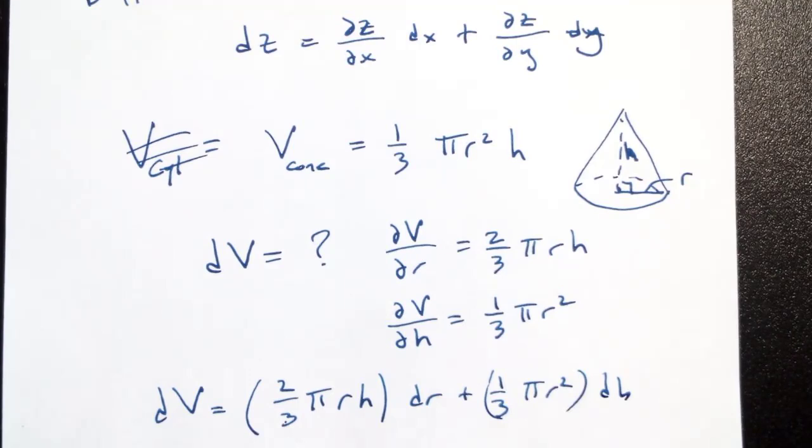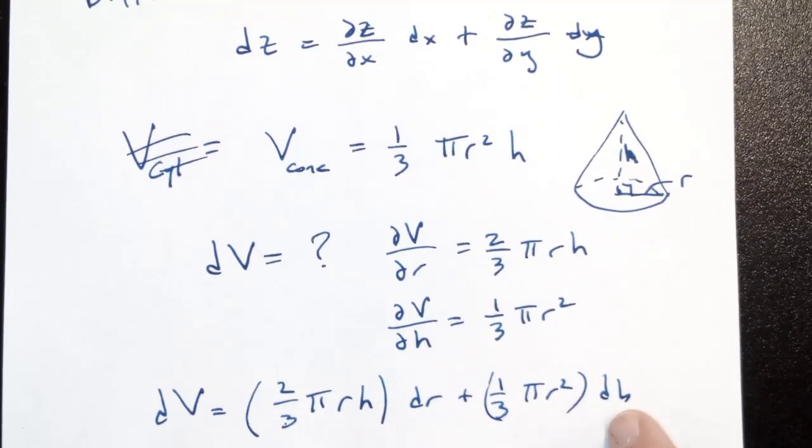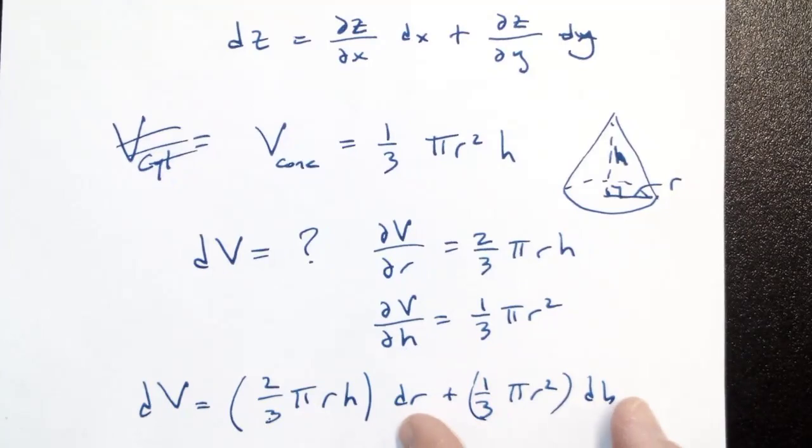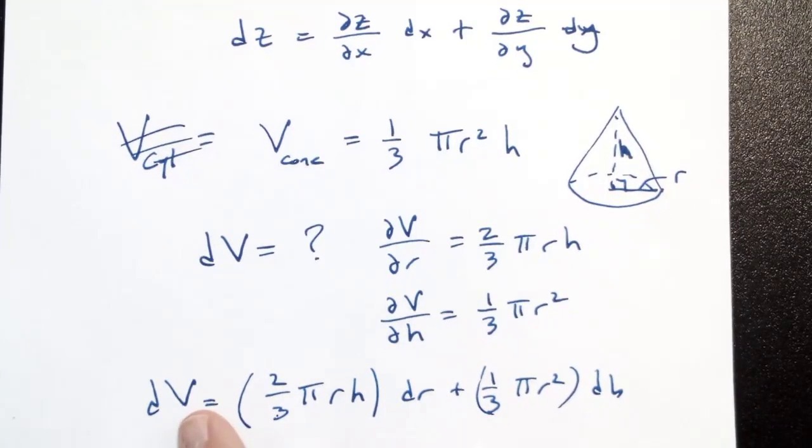And notice my units here. The units inside the parentheses are going to be length squared, radius and height, right? And dr is length per time. So this unit is cubic per time. Cubic meters per hour. Meters, meters, meters per hour, cubic meters per hour. That's a change in volume, isn't it?